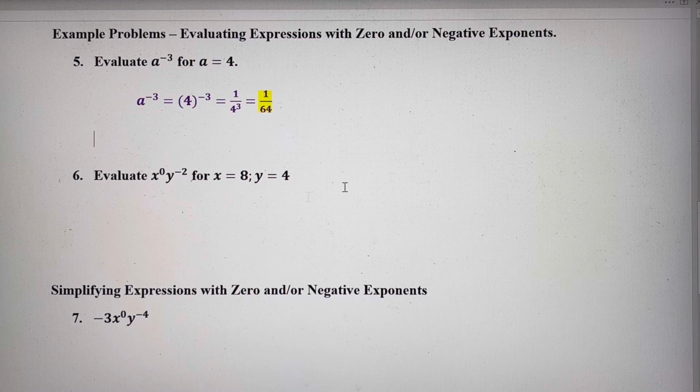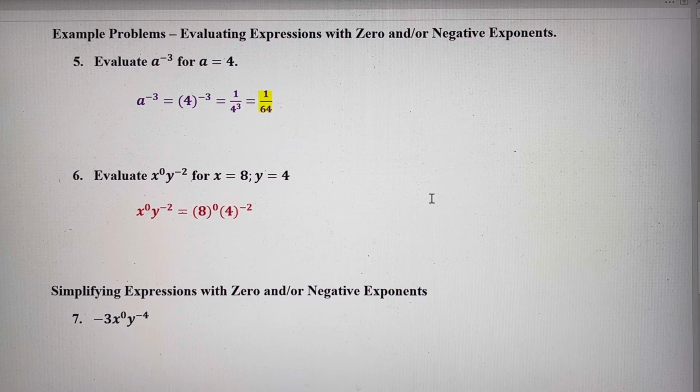All right. Number 6, let's give this one a try. x to the 0 times y to the -2. And we want to evaluate that when x is 8 and y is 4. All right. So I'm going to replace x with 8, and I'm going to replace y with 4. So I've got two things going on. I've got a 0 power here, and I've got a negative power here.